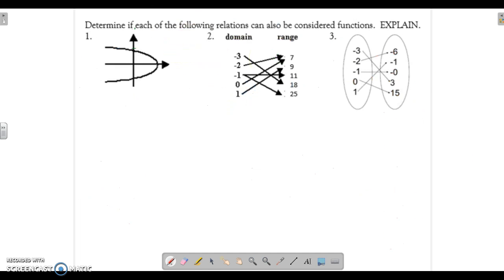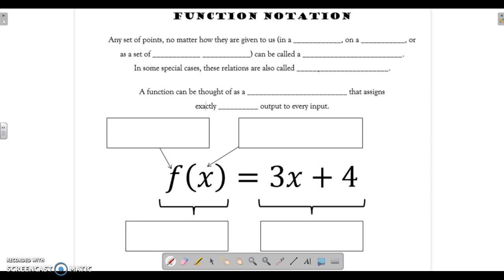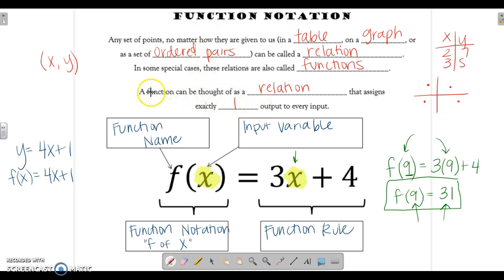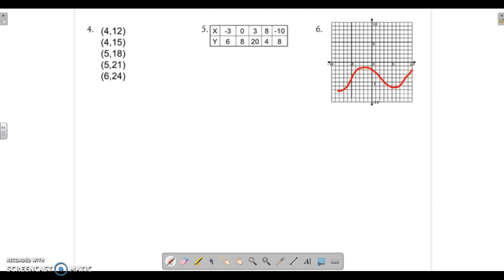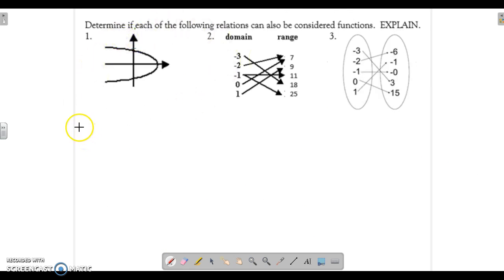And then the last section, what happens when we want to start determining if a relation actually is a function? Well, I want to remind you back what we wrote in our notes back here. It says a function can be thought of as a relation that assigns exactly one output to every input. So that means if I'm looking at this graph, every input has exactly one output. And I'll even write that over here just to make sure that we remember it. Every input has exactly one output.